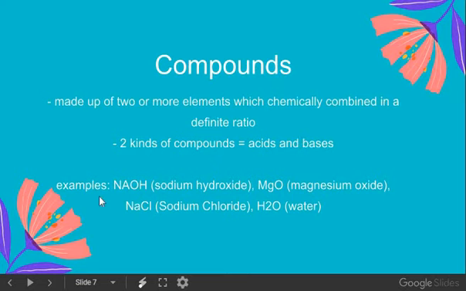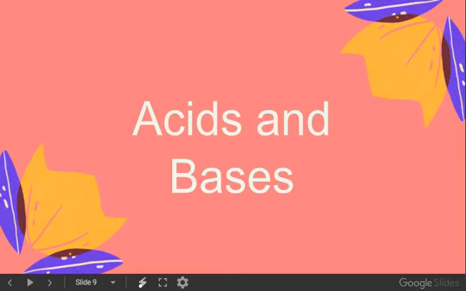So, here are the examples: NaOH, sodium hydroxide, MgO, magnesium oxide, NaCl, sodium chloride, and H2O, water. So, for this example, pinag-combine lang ang sodium and chloride. Kaya siya naging compound. Kasi it is made up of two elements. While this, dalawang hydrogen and isang oxygen. So, pinaghalo silang elements. So, this is a compound. Let's proceed sa acids and bases.